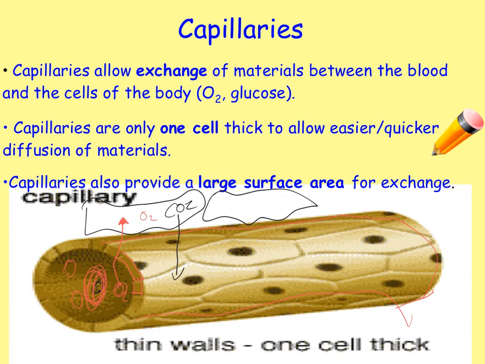So the fact that these capillaries are just 1 cell thick allows faster diffusion of materials. And the capillaries as well, because they're a vast network, provide a large surface area for exchange of materials like oxygen and carbon dioxide.